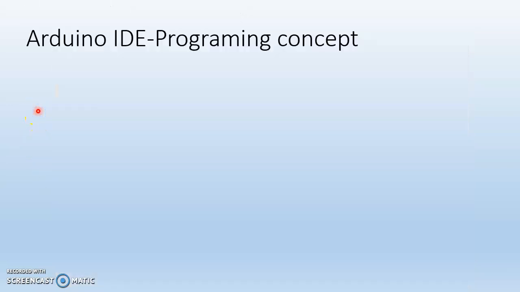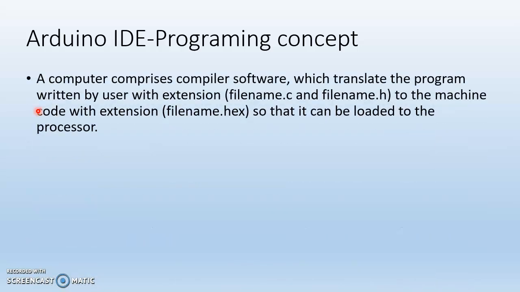Then the next part, the programming concept. What is the actual Arduino programming concept? How does the program get installed and uploaded? That we have to see. Basically, the computer software comprises compiler software. There is compiling software which translates the program written by the user with extension .c or .h to machine code with extension .hex so that it can be loaded to the processor.